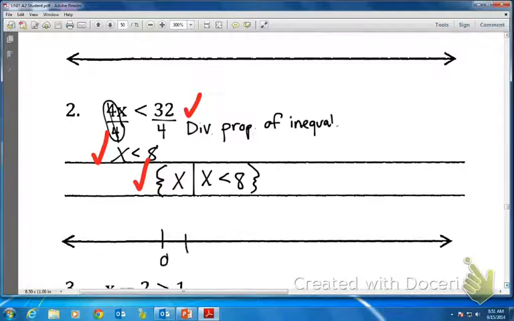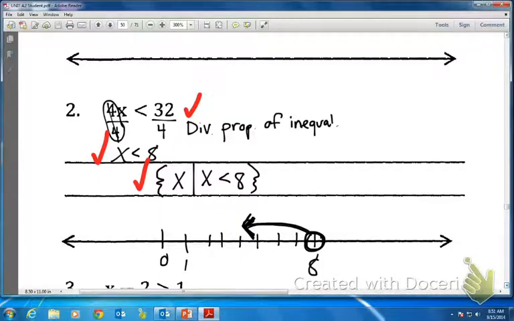So I have 0, 1, that's a 1, 2, 3, 4, 5, 6, 7, 8. So here I have 8. It's not less than or equal to, it's just less than, so I'm actually going to leave this as an open circle. And less than 8 means like 7, 6, 5, 4, 3, 2, 1. So I'm going to write my shading this way. All right, so x is less than 8. All the numbers this way from 8.